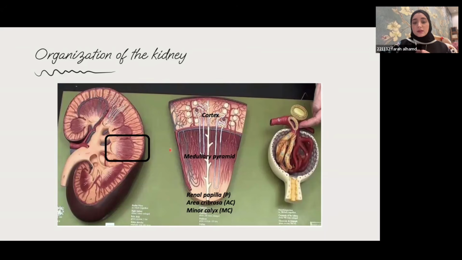These lobules consist of 2 parts, mainly the cortex and the medulla, or the medullary pyramid. We call it the medullary pyramid because it looks like a pyramid, a triangle, okay? Then we have the renal papilla, which is at the end of the renal medulla, and the area cribrosa and the minor calyx. I'll get through them all.